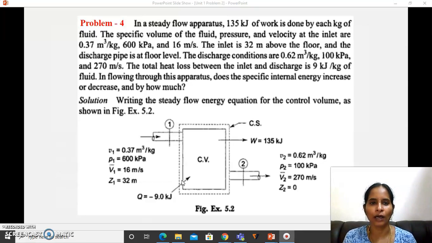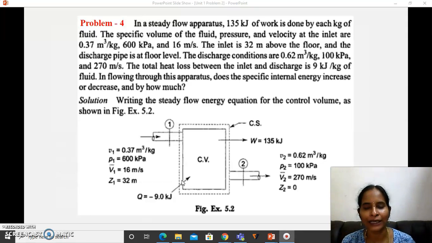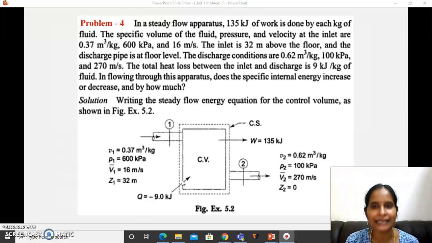Now in this problem, what you are viewing here is a steady flow apparatus. The work done is given, work done by each kg of fluid: 135 kilojoules of work, positive. The specific volume of the fluid, pressure and velocity at the inlet have been given, and the data for Z, which is used for finding the potential energy.